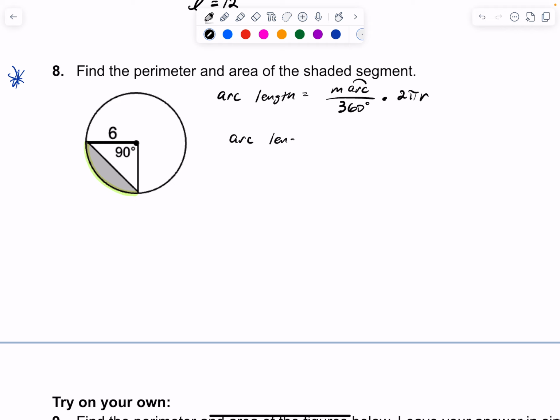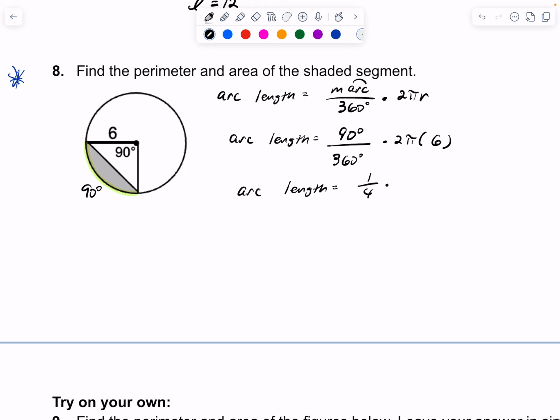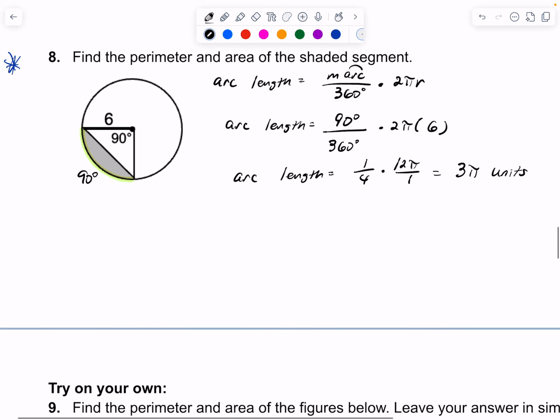So plugging in my 90-degree arc length, this is 90 degrees out of 360 times 2 times pi times the radius, which is 6. If I reduce 90 over 360, that's 1/4. And then 6 times 2 pi is 12 pi. So dividing that gives me 3 pi units. So that is the arc length of that shaded segment.